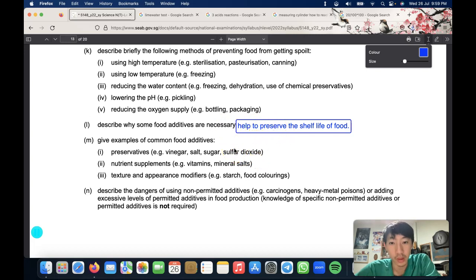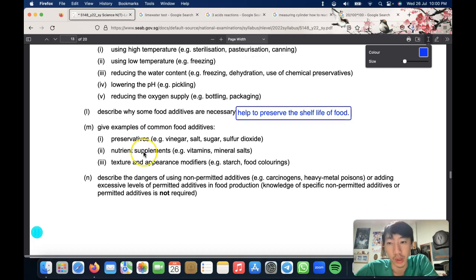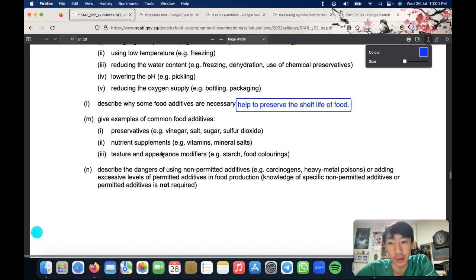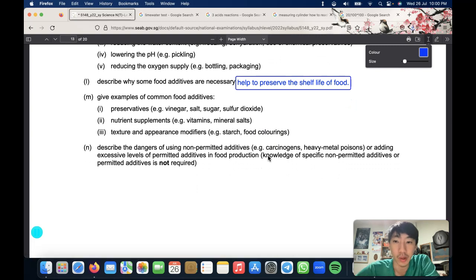food. Now some food, like some cereals, they actually have supplements, right? They actually add vitamins and mineral salts into your food so that when you eat the food, you get more vitamins and more mineral salts. So it helps to boost your immunity. Lastly, things like texture and appearance modifiers, like starch and food coloring, is just to make the food look good, right? Look more appetizing.